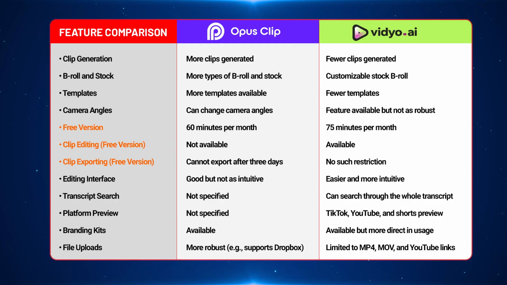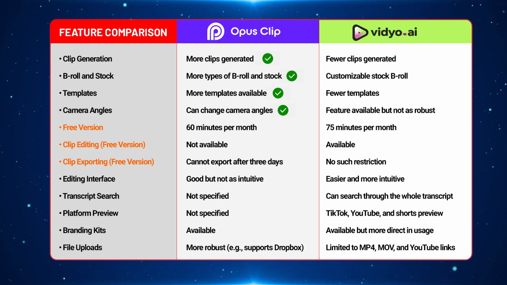Now, we compared Vidyo to Opus Clips, and here's what we found. We're going to compare them both. Let's put that graphic up on the screen. Opus does this better if you pay for it. Overall, if you're going to pay for one, we found that Opus had some strong clips. You get more clips generated. You get more types of B-roll, AI generated and stock. And I think in this AI community, that's much better. You also have more templates and you can change camera angles. Vidyo has that feature, but it's not as robust and you're using a third-party app to do it.